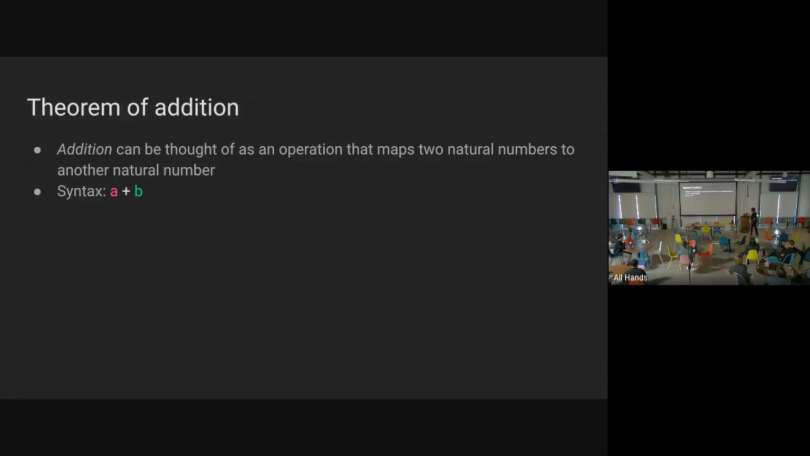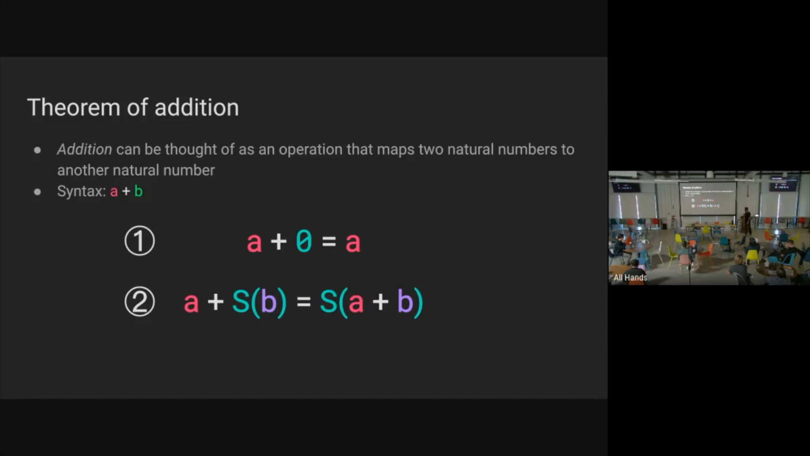So addition can be thought of as an operation that maps two natural numbers to another natural number, right? And the syntax is a plus b, so you guys know. And we just need two rules. The first is sort of the base case. A plus 0 equals a, sort of obvious. This one you might have to pause and think about a little bit. A plus the successor of b is equal to the successor of a plus b.